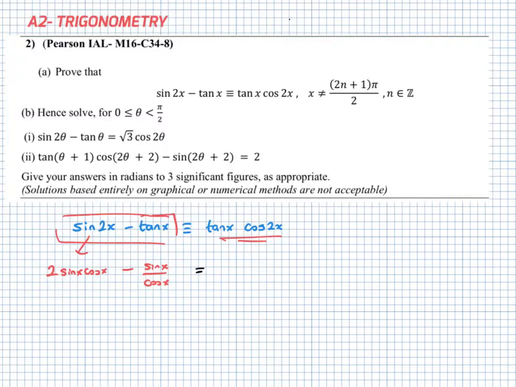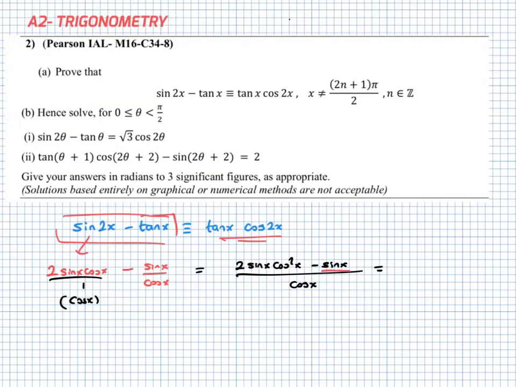And in the next step, I'm assuming this as a fraction. When we have two fractions and when we add them up or subtract them, we need to make their denominators the same. So this will turn into 2 sine x cos square x minus sine x over cosine x. That is how we write it as a single fraction.